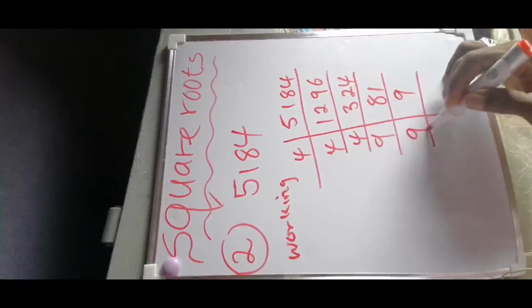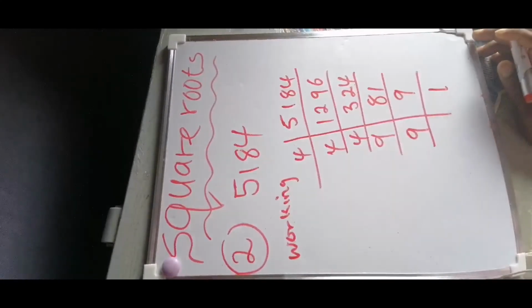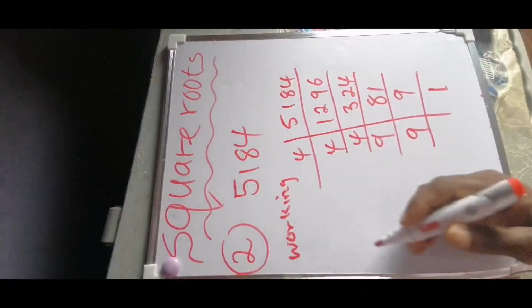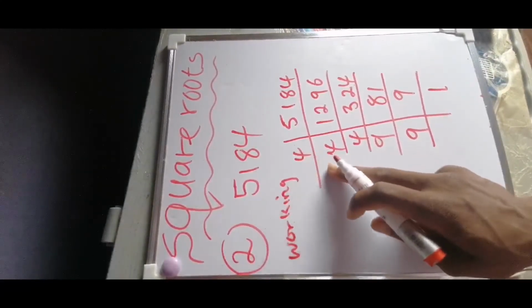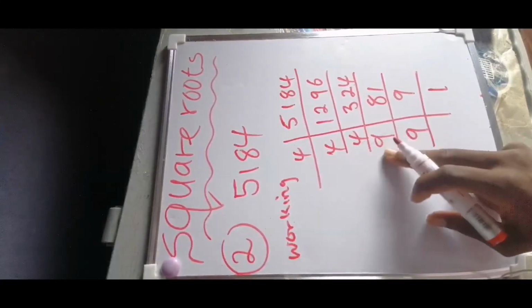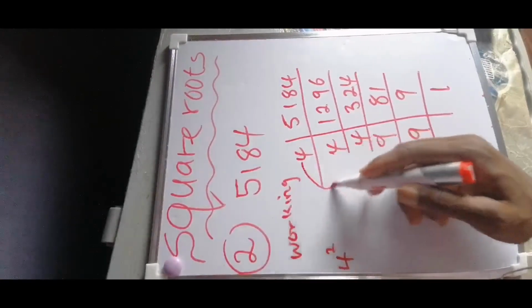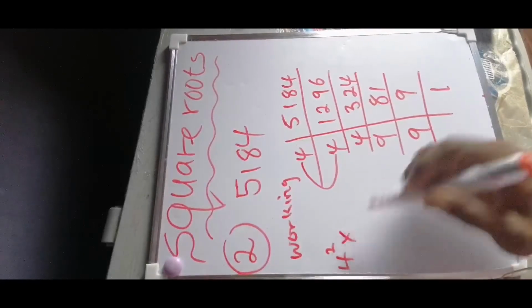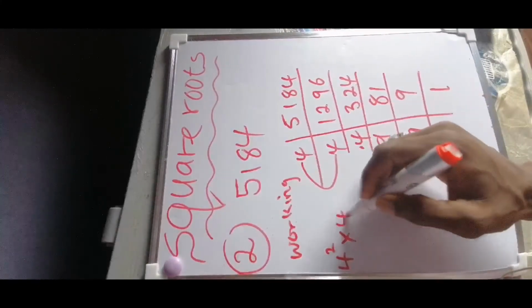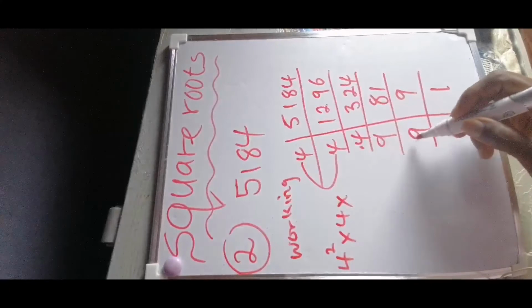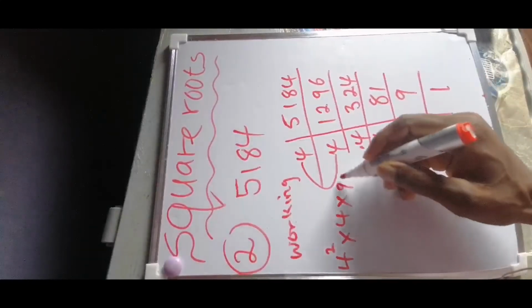From here, 9 will enter itself 1 time. So we have 4, we have 4 again, we have 4, we have 9. We have 4 square, this 4 again, then times this 4, then times 9 square.